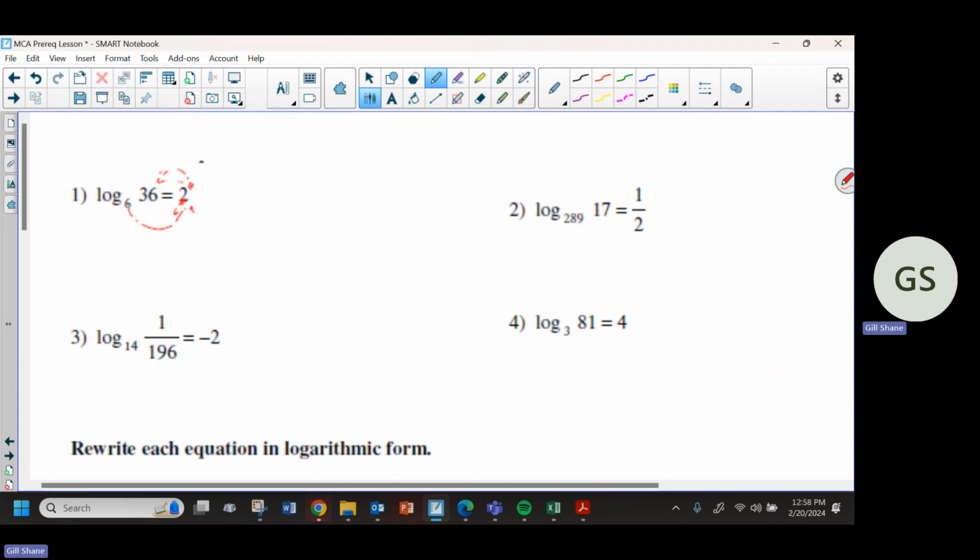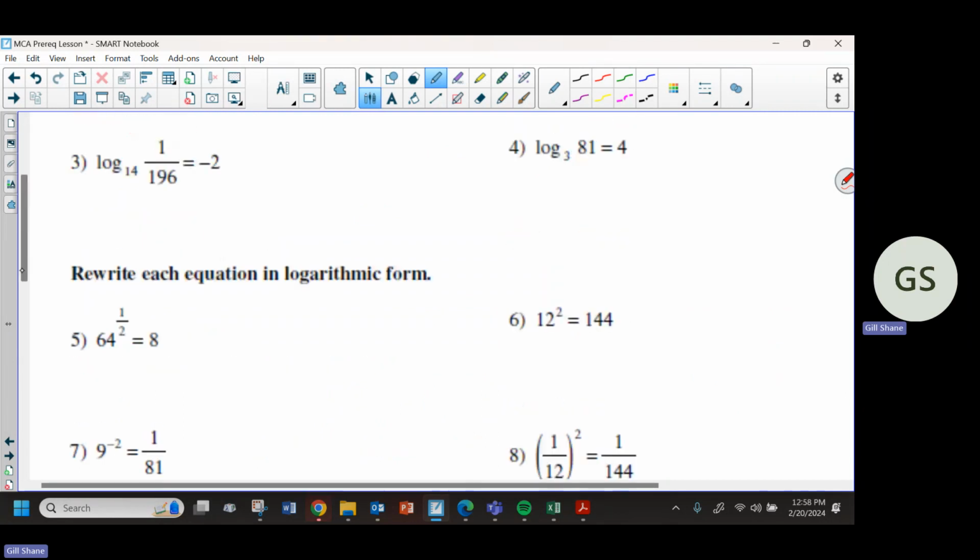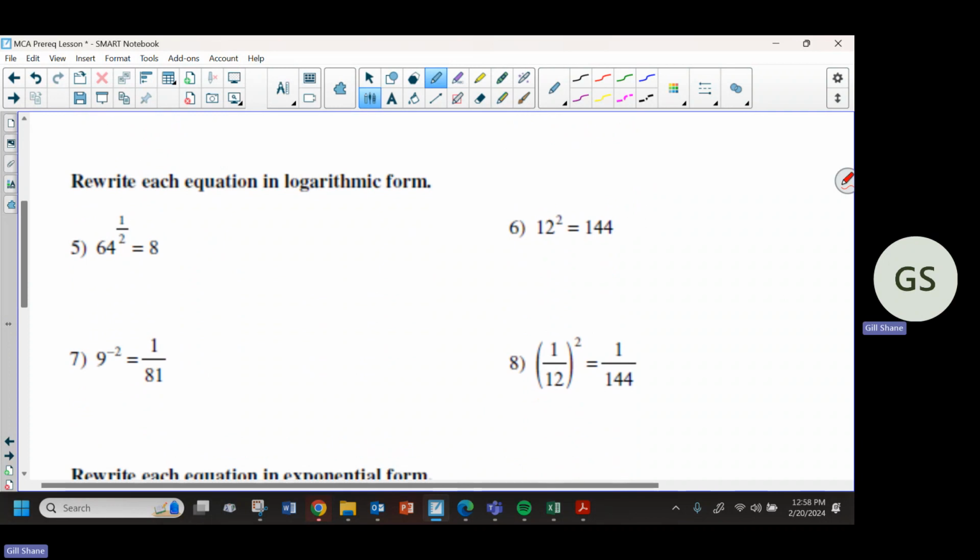All right, so let's go to the next section. Again, still rewriting. Try to write that as logs. So you're just doing the opposite of what you just did. Now we're going from this and writing it as a log: log, what base equals what number?